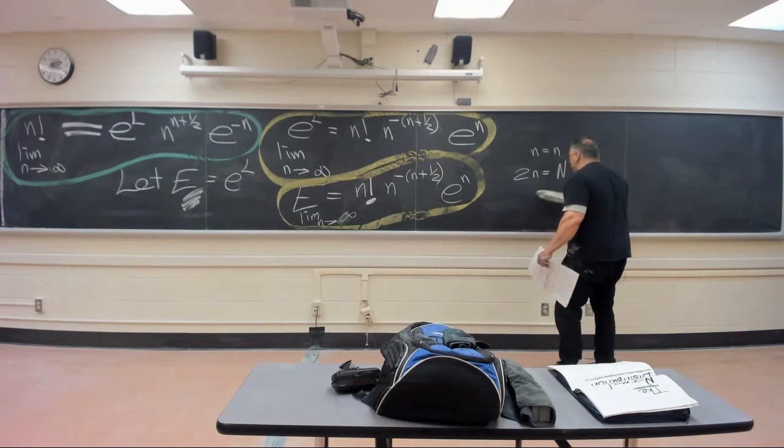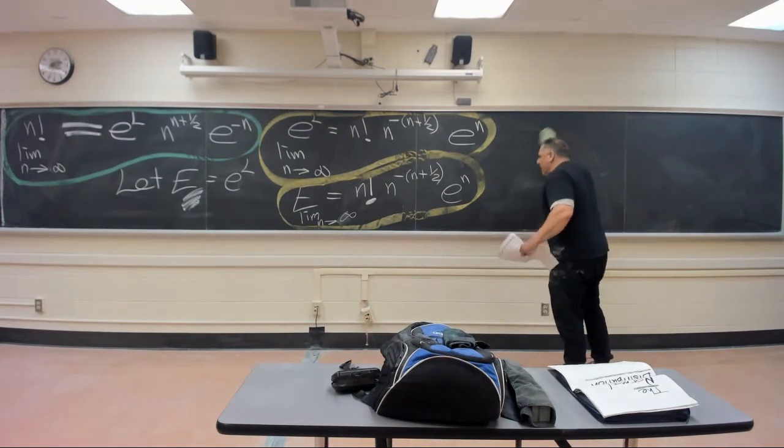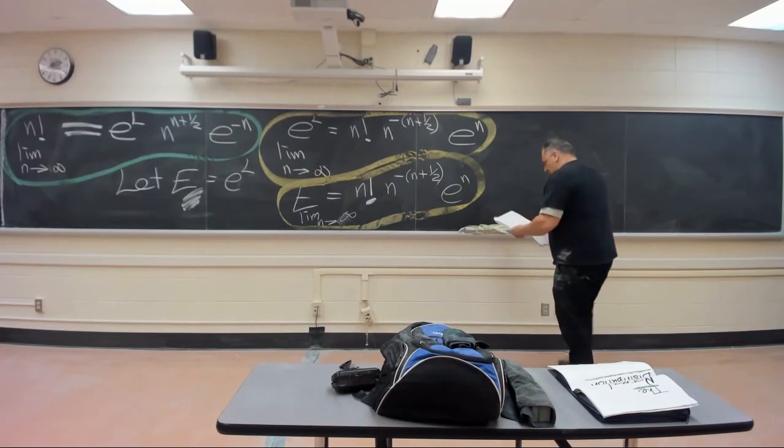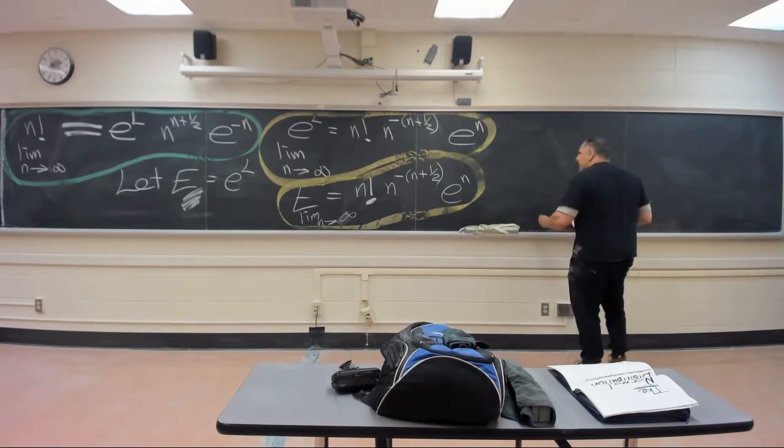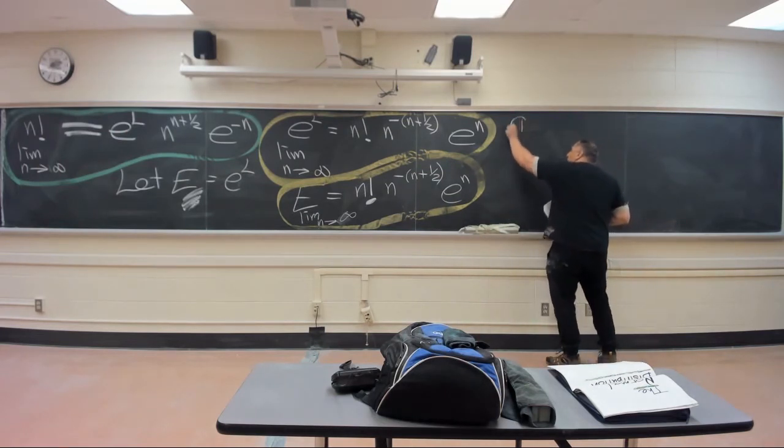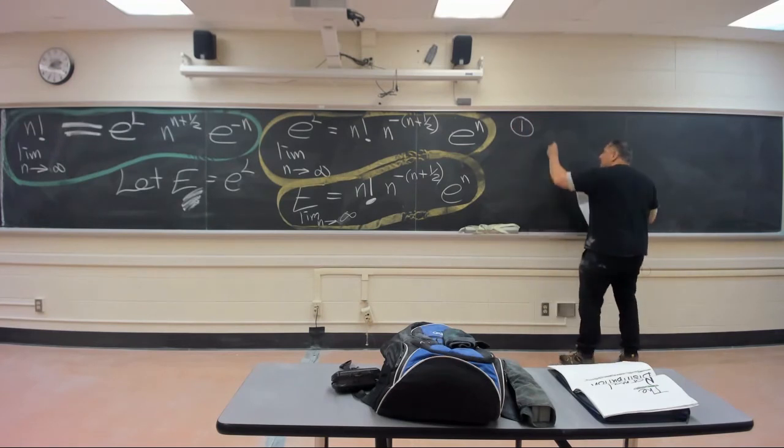I'm not going to put a capital N though. I'm going to leave it. I'm going to put a 2n there, but I'm trying to give you the argument as to what's going on. What happens is, call it, I guess you can call it an equation 1 there.